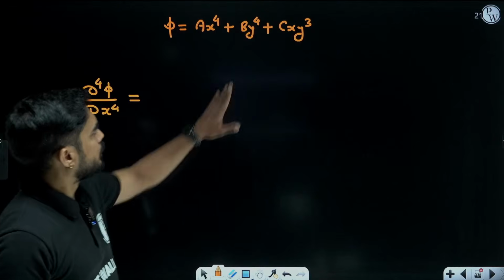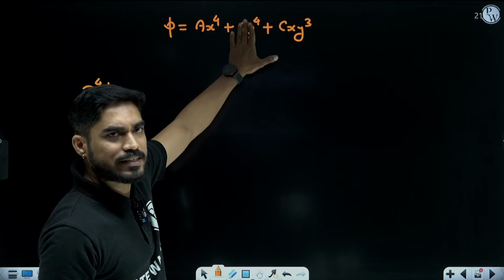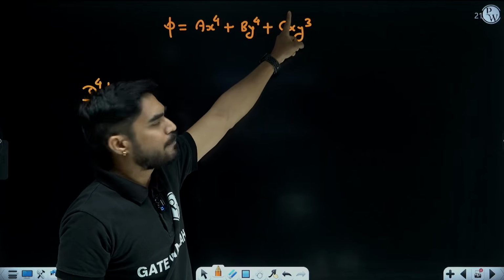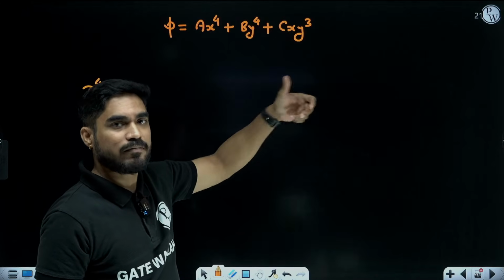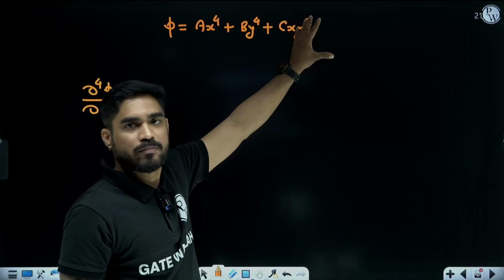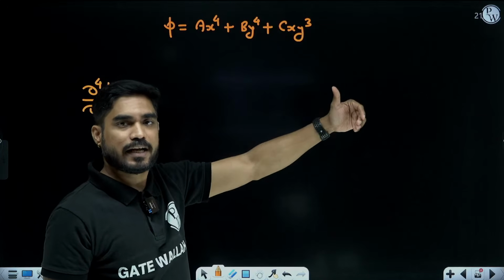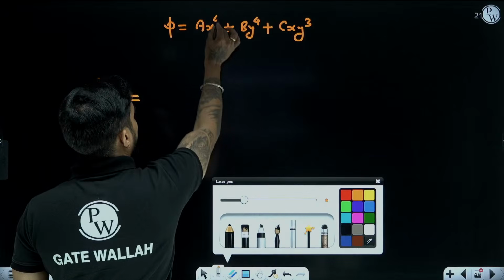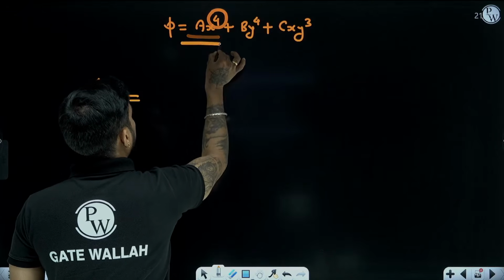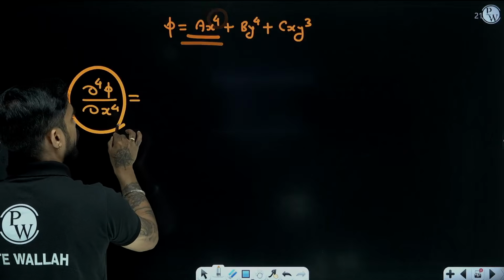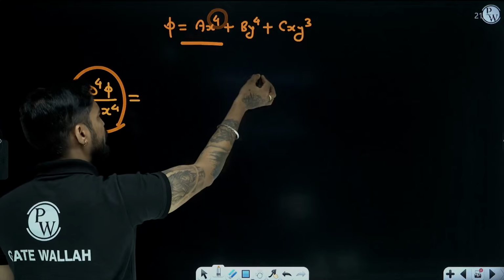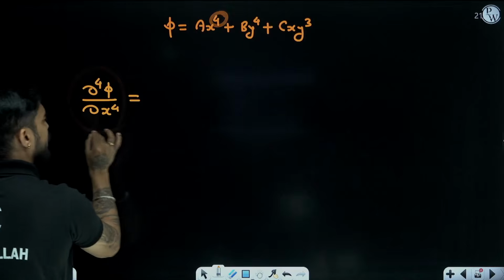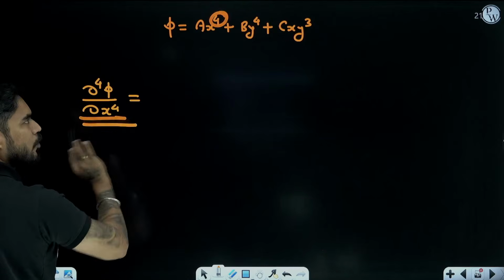See, this will become 0 because it does not have any x. This only has x to the power 1. So after one time it will become cy cube, and then if you differentiate it a second time, it will also become 0. This has x to the power 4, so this can be differentiated 4 times. If you differentiate it 5 times, then it will become 0. But if x to the power 4 is there, you can differentiate it 4 times. It will not become 0.